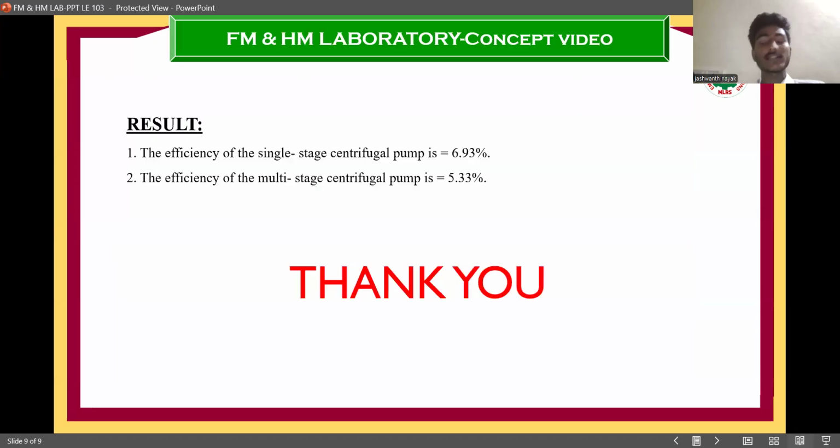Next, result. After all the calculations, I have got a final conclusion. The efficiency of the single-stage centrifugal pump is 6.93%. The efficiency of the multi-stage centrifugal pump is 5.33%.